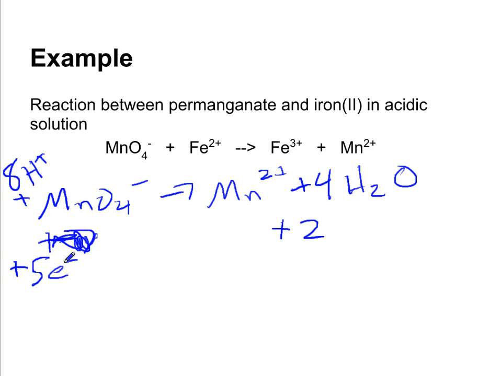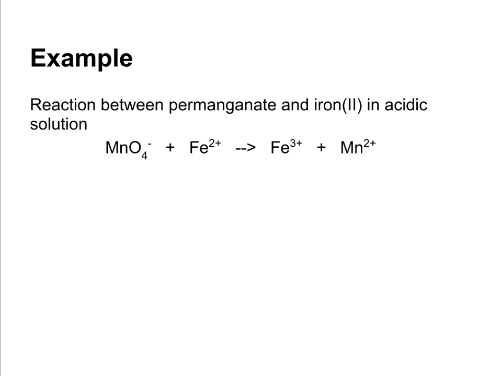So the reduction half reaction is 8 hydrogen ions plus 5 electrons plus the permanganate ion yields the manganese +2 ion plus 4 water. That's the reduction half reaction. I'm going to erase this and we'll look at the oxidation half reaction. Our oxidation half reaction was iron +2 yielding iron +3.